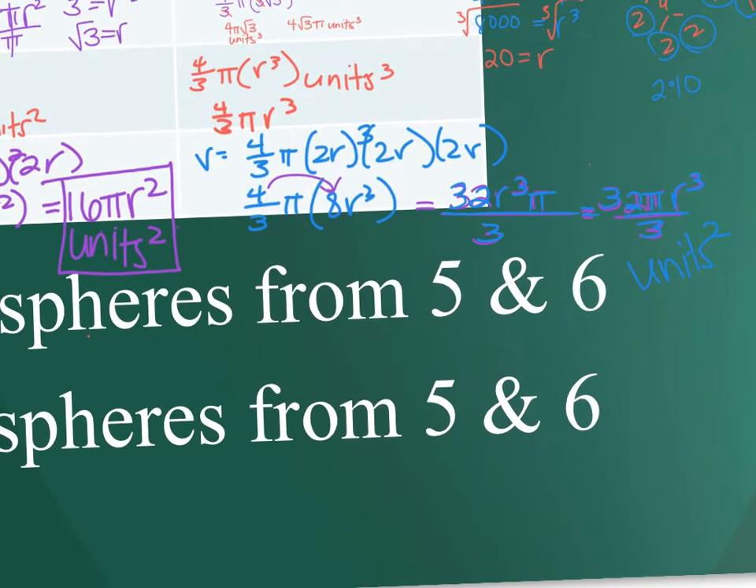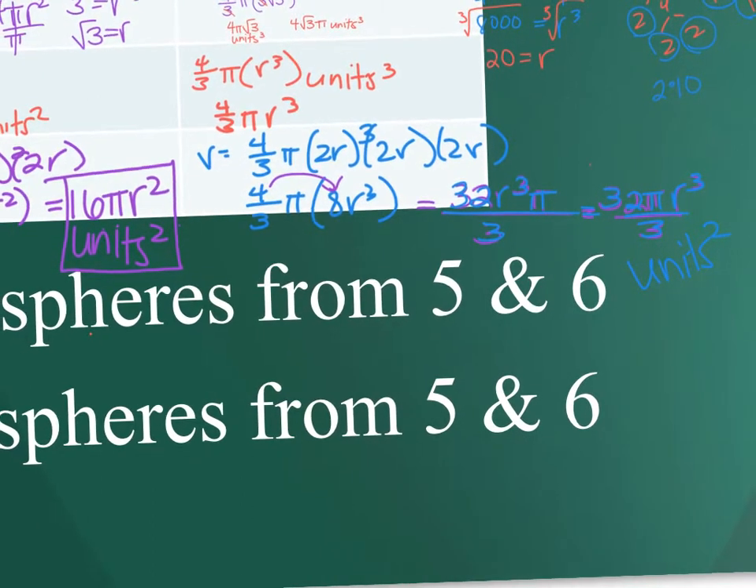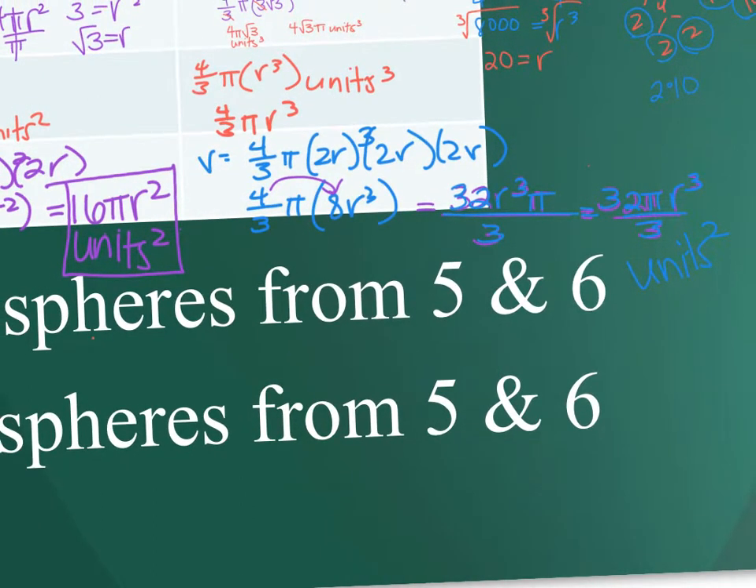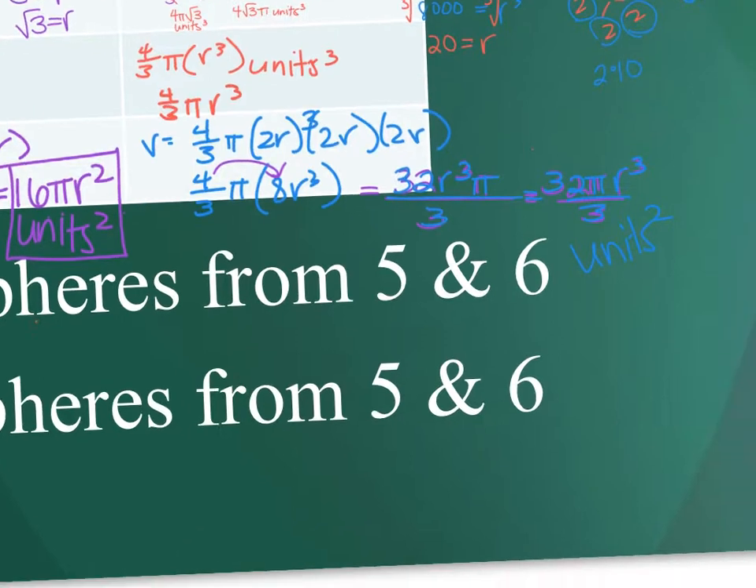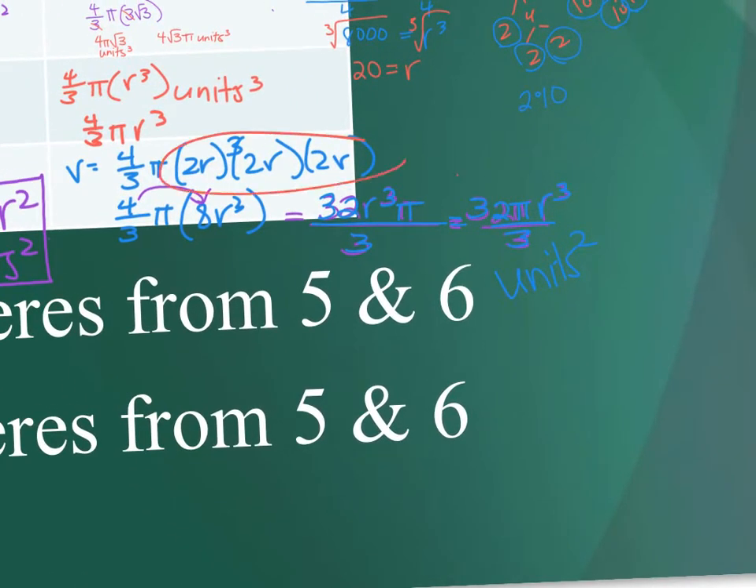Alexis: So why does it still have the r cubed? Okay. So r itself is still cubed. When I multiply this out up here, this is 2 times 2 times 2, which gives you the 8. And then it's r times r times r, which is r to the third.